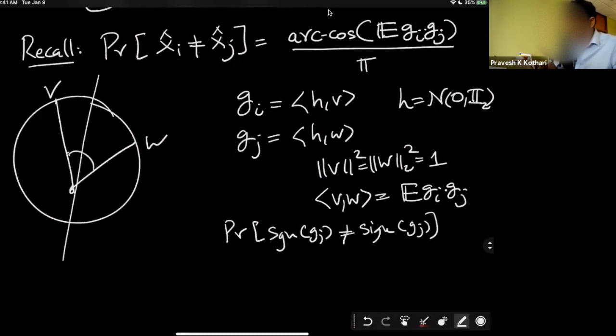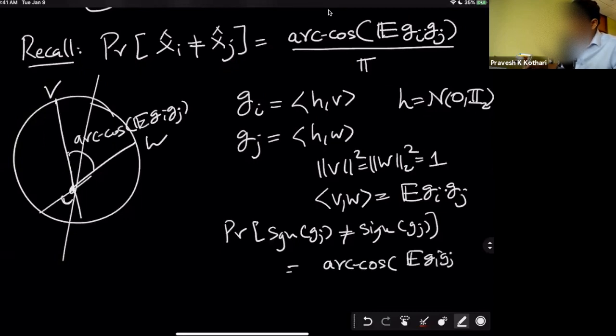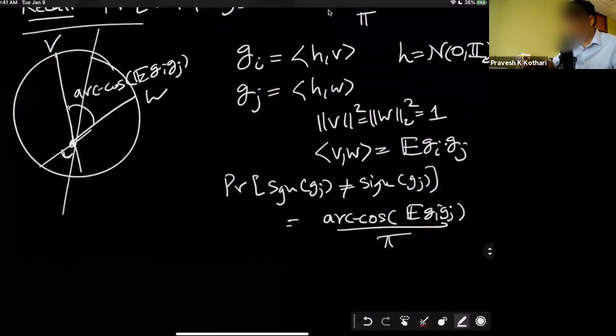This angle is arc cosine of rho, because arc cosine of E[g_i g_j], because V and W have that inner product. And that's the same angle here. So basically the sum of these two angles over 2 pi is the probability. And that's exactly what I quoted above. This is arc cosine E[g_i g_j] over pi. Okay, that was a quick refresher of what we did the last time.